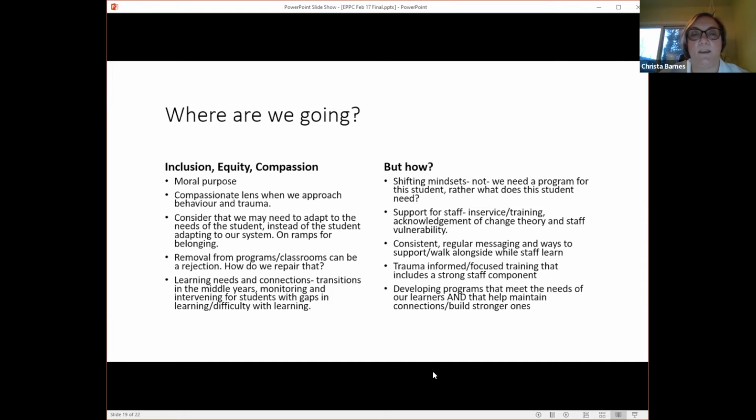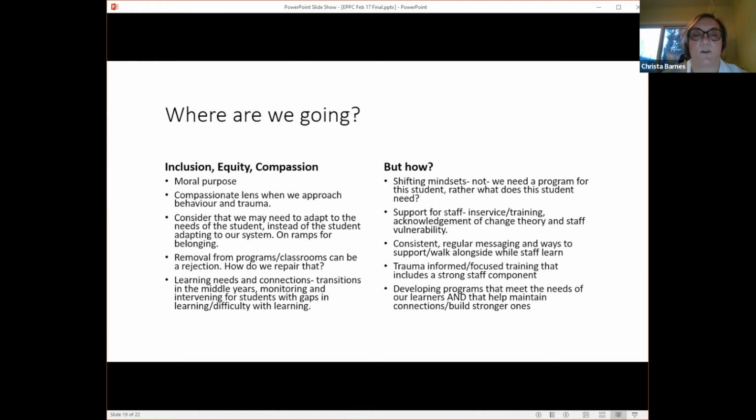So where are we going? Our health programs have been in transformation for a couple of years now, really looking at inclusion, equity, and compassion as we're doing this work. So what is the moral purpose, and why do we want to ensure that we're being inclusive to everybody? Looking at using a compassionate lens when we're approaching behavior and trauma. So when we're talking about discipline, how can we do things differently, and again, back to that repair piece, how can we look at repairing some things, and how can we approach them in a different way?